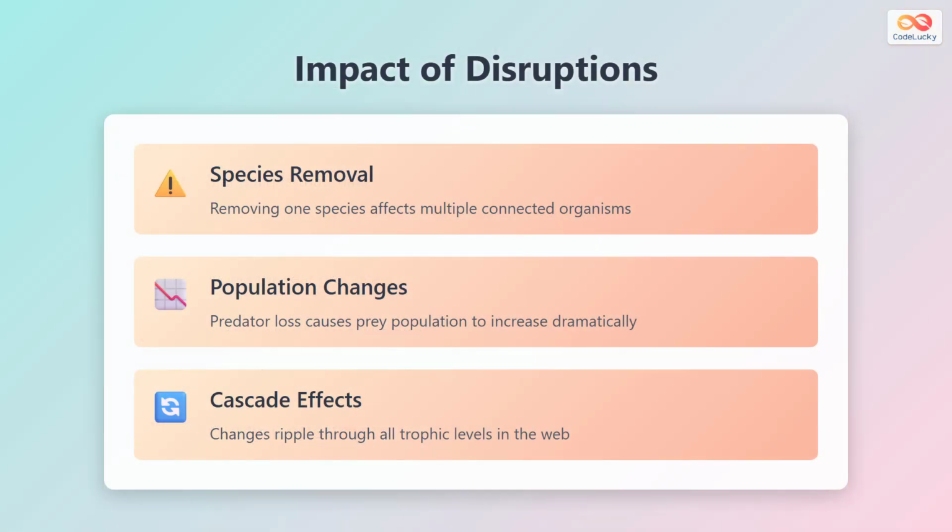Food webs are sensitive to disruptions. When one species is removed from an ecosystem, it affects all the organisms connected to it. If a predator disappears, the prey population can increase dramatically, leading to overgrazing or overconsumption of their food source. These are called cascade effects, where changes ripple through all trophic levels. For example, removing wolves from an ecosystem can cause deer populations to explode, which then damages plant communities. This demonstrates why every species plays an important role in maintaining ecosystem balance.